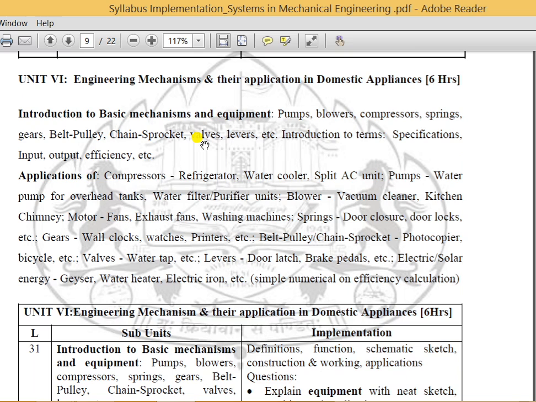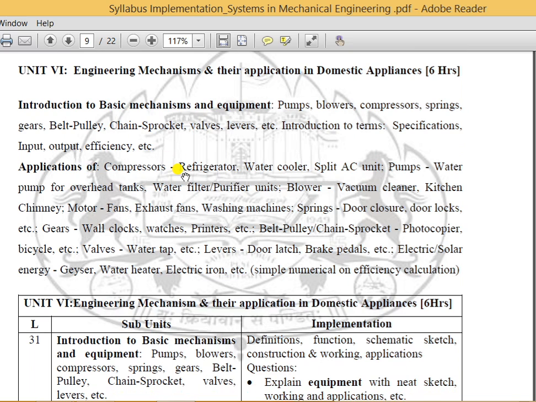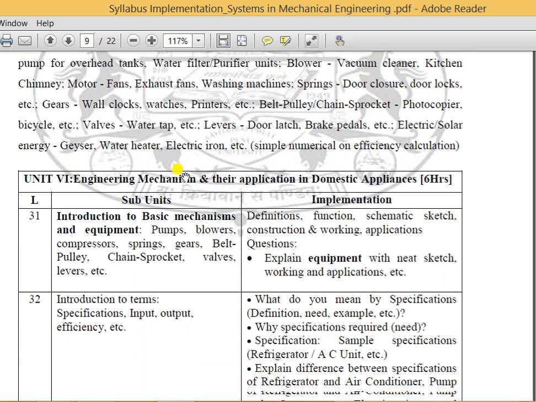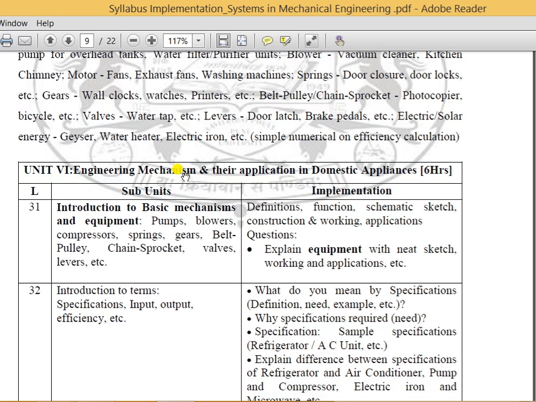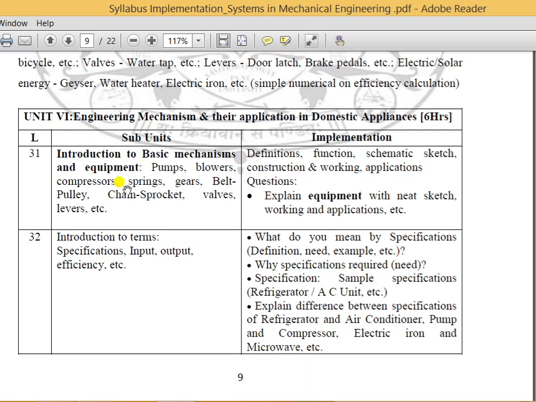Now here, a very simple thing is that there may be a specification of a refrigerator, a vacuum pump, or a purifier. What are the various important things as far as pumps are concerned, how the pump works, how the blower works, and where is its application? As far as blowers are considered, one is in a chimney or in vacuum cleaners. Where are springs used? In watches and clocks, where gears are used. In printers and Xerox machines.